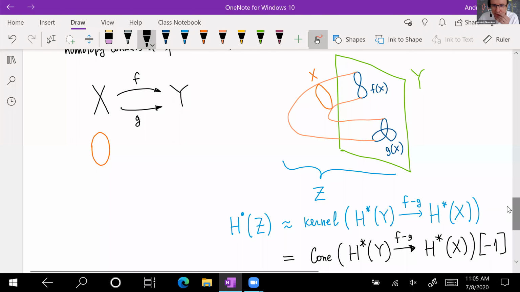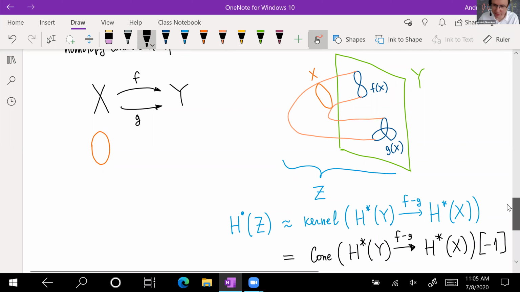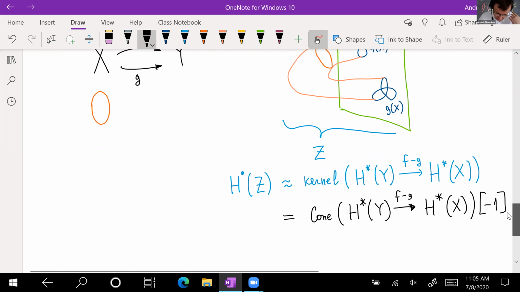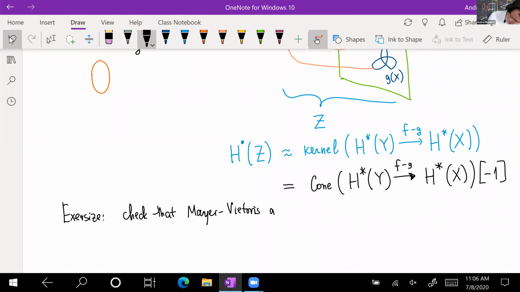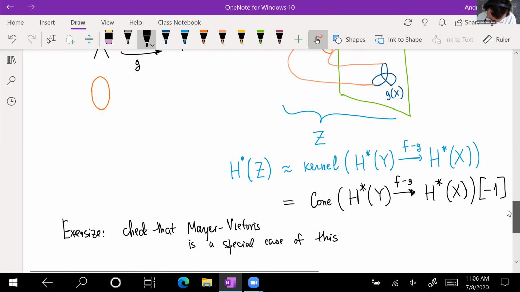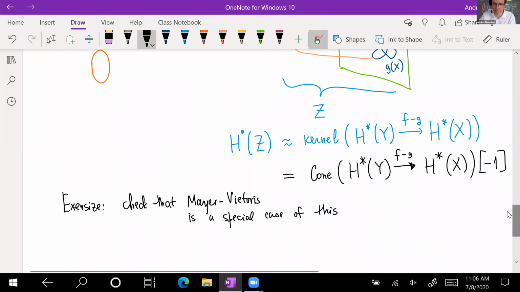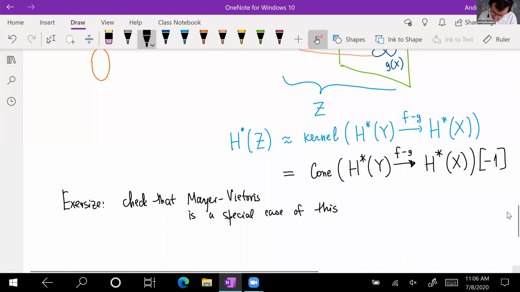So that's in fact the most general thing I will ever need to glue spaces out. So this is used to glue spaces out of things. And so this exercise: check that Mayer-Vietoris is a special case of this. We will only check the simplest case.